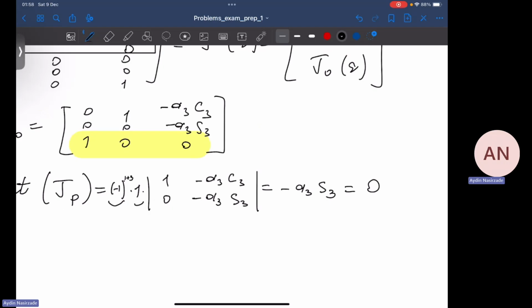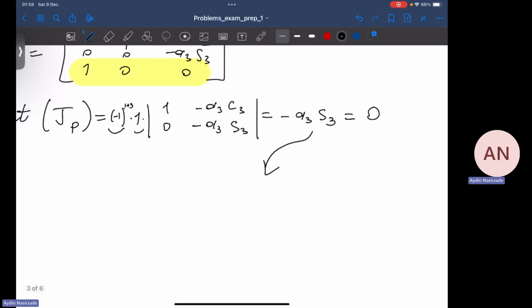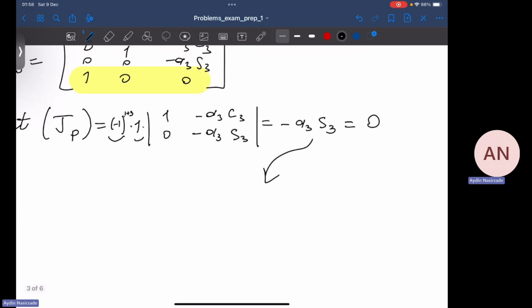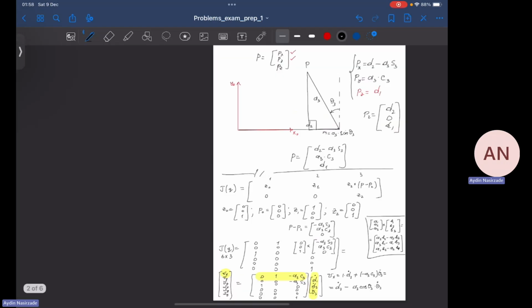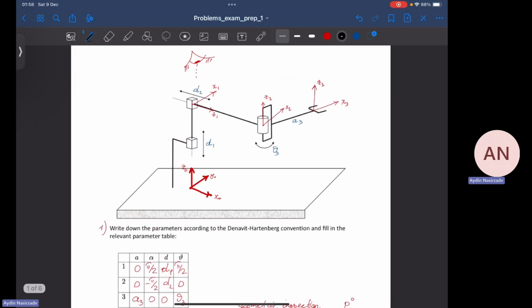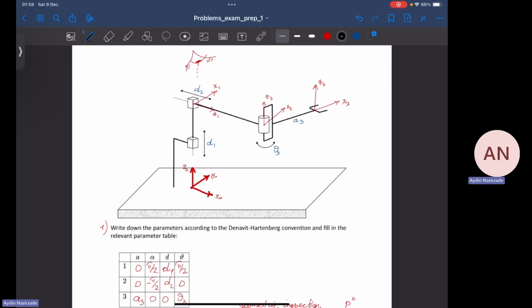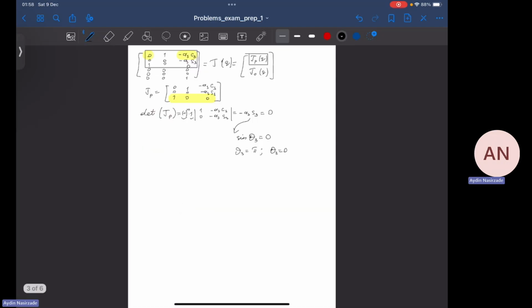Okay. So what is the result? What is the solution? So sine of theta 3 should be 0, which means that theta 3 should be pi, or theta 3 should be 0. Now these two are the singularity points of this particular manipulator. That's it. I hope you enjoyed this session.